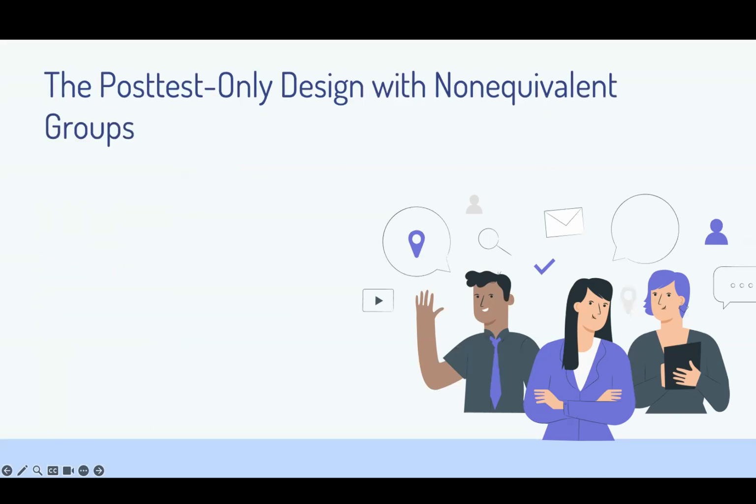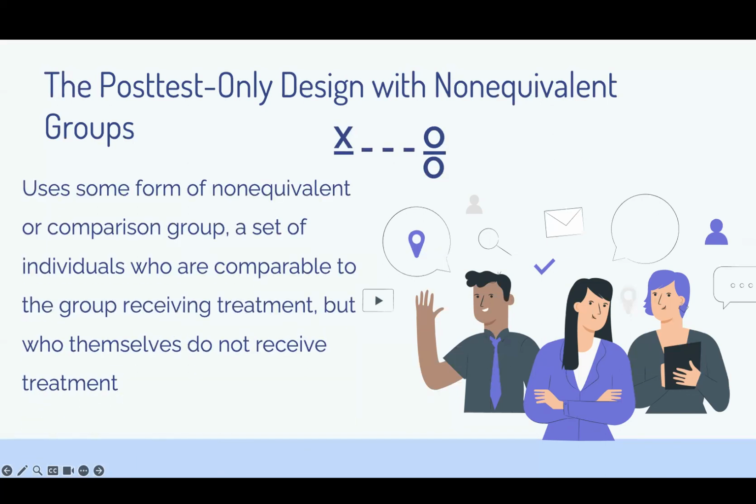The post-test only design with non-equivalent groups. This design is a very practical approach to research when random assignment is not feasible. Illustrated by the notation X and O, this design introduces the intervention, X, to a group of participants. Following the intervention, the outcome is measured, like O. The critical feature of this design is the use of a comparison group, where this group does not receive the intervention and is measured in the same way as the treatment group to provide a point of reference.